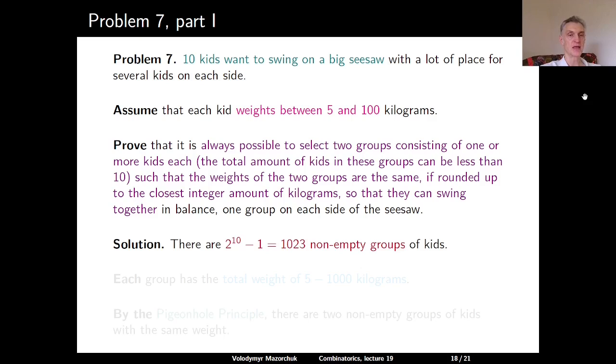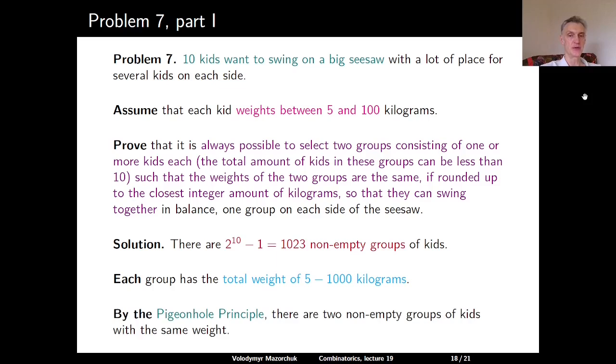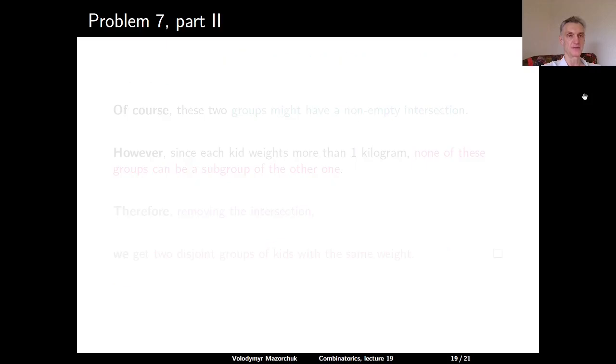Solution. There are 2 to the power 10 minus 1, which is 1023 non-empty groups of kids. Each group has the total weight of 5 to 1000 kilograms. So one kid has a minimal weight of 5, and 10 kids at 100 kilograms have the maximal weight of 1000 kilograms. By the pigeonhole principle, there are two non-empty groups of kids with the same weight.